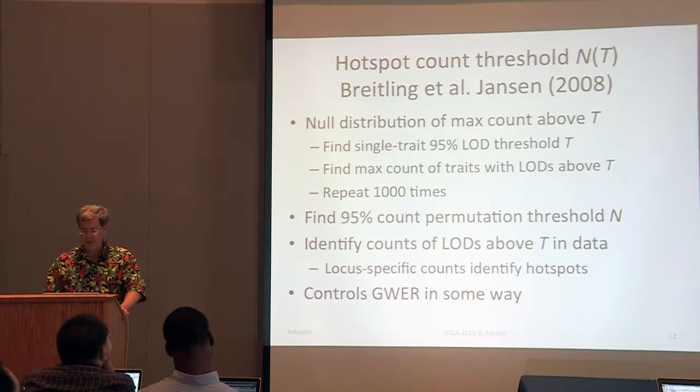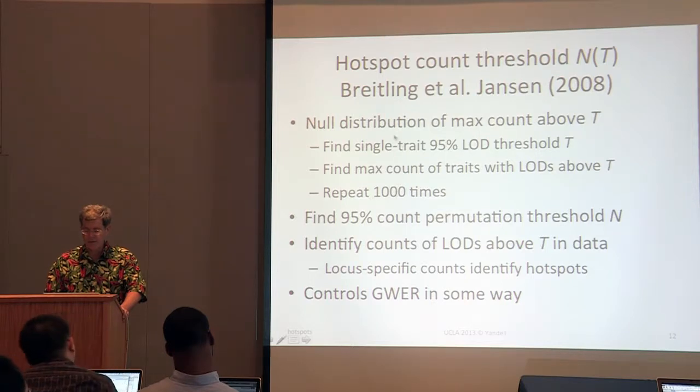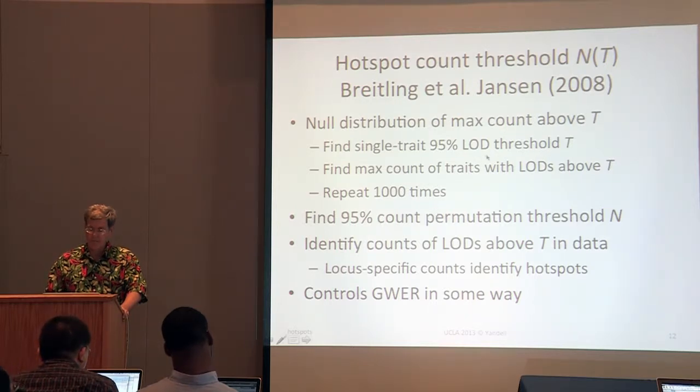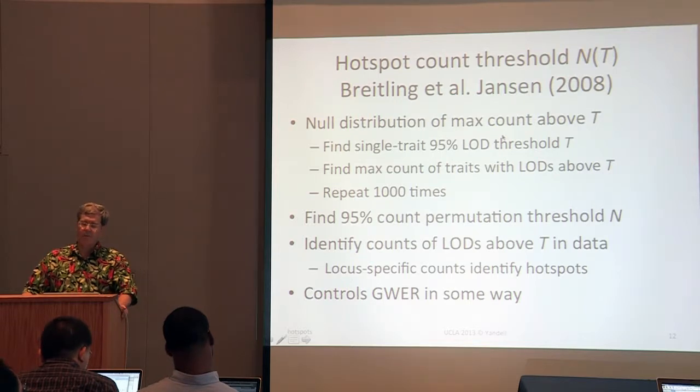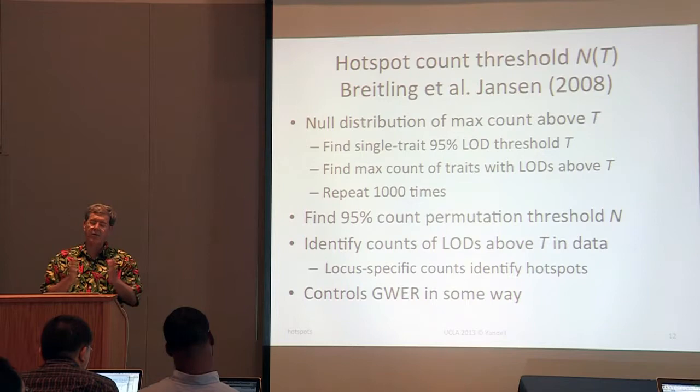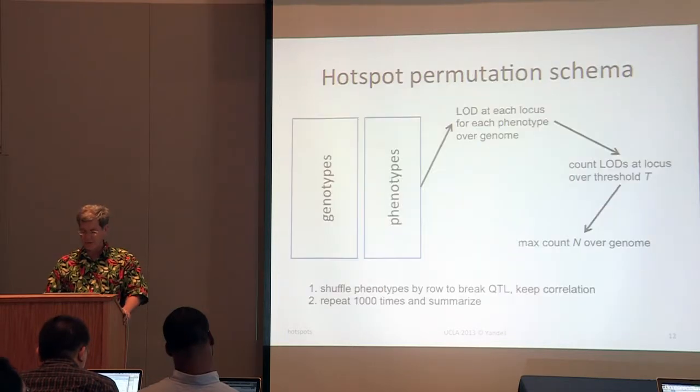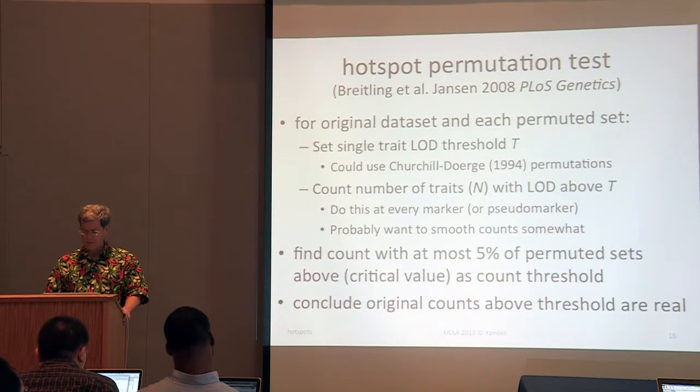Now you take that and you permute in a certain way, and you repeat it 1,000 times. Okay, so you get the null distribution, but we have to be careful how we do this. Just as you get a LOD curve across the whole genome, you can get a count across the whole genome. Let me show a picture here. Okay, here's one right here.